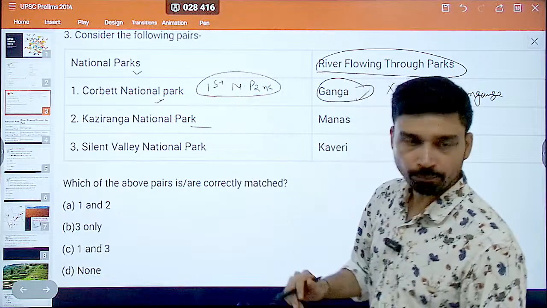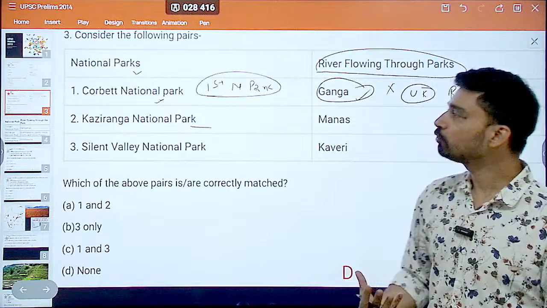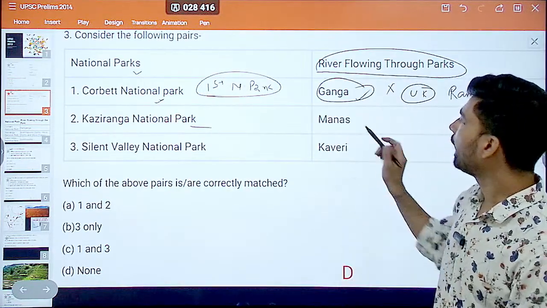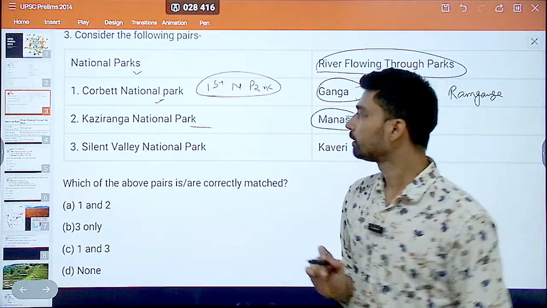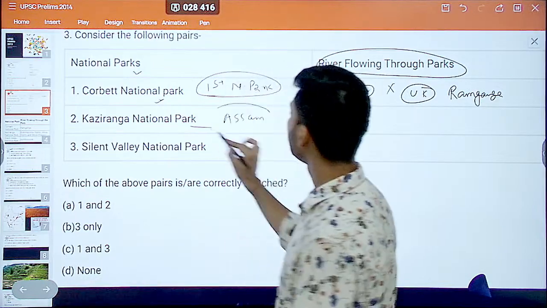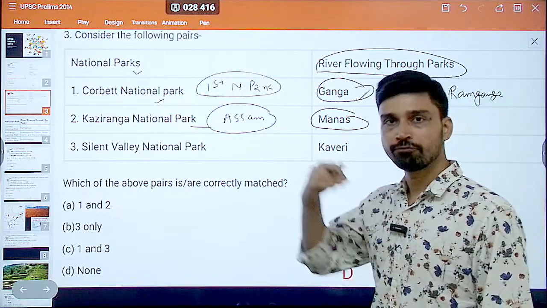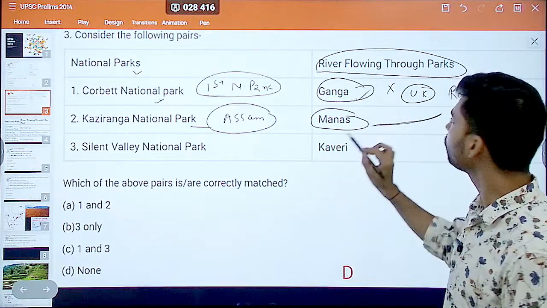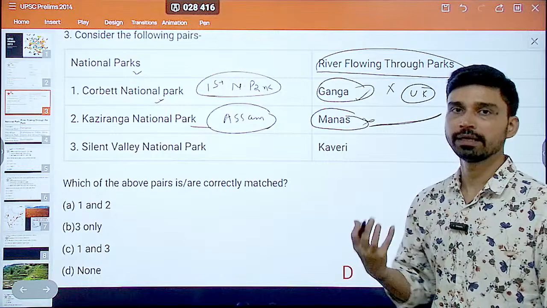Second, Kaziranga. Now, Kaziranga we know is one of the most notable wildlife sanctuaries as well as national parks in the northeastern part of India, and they have given that the Manas river flows through this park. Now, that is incorrect because Kaziranga National Park is situated in the state of Assam, in the eastern part of Assam, and the river Brahmaputra is the one flowing through the Kaziranga National Park. Thus the second option is also incorrect.